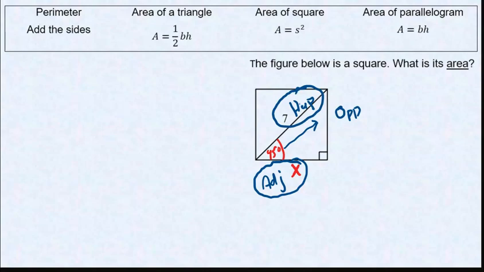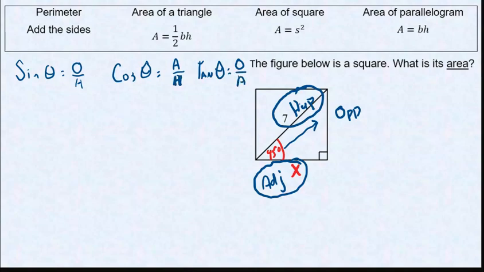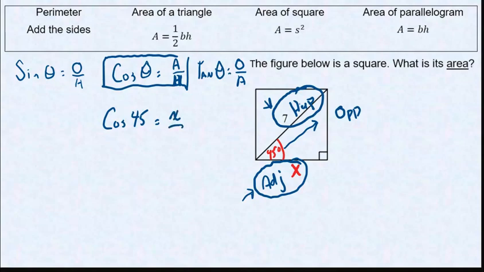Now, adjacent and hypotenuse is going to use cosine. So just a quick review, we have sine of theta, which is O over H, cosine of theta, which is A over H, then tangent of theta, which is O over A. That H looks like an A. There we go. I am using this ratio here because this is what I have. So I'm going to plug in my information and cross multiply and solve.